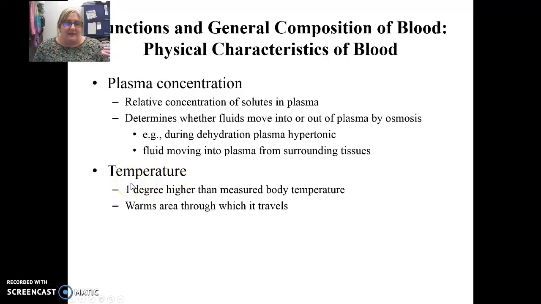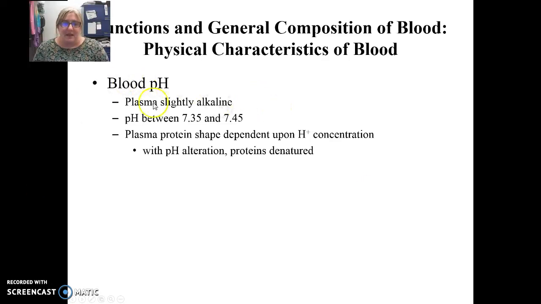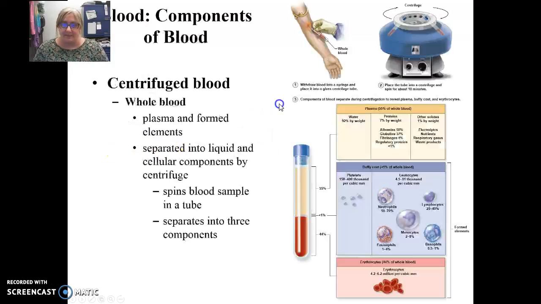The temperature of blood is typically slightly higher than body temperature. So as it moves through our organs, it actually warms those organs up. Blood's pH is about 7.35 to 7.45, and it is maintained very well using different buffer systems, as well as the respiratory system and the urinary system, which help our blood maintain its pH.